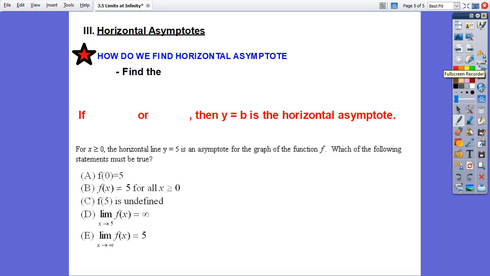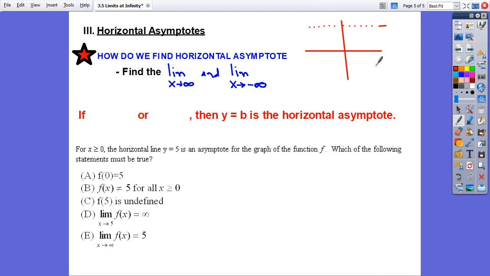Last thing we'll take a look at is horizontal asymptotes. In this case, we're going to find a horizontal asymptote. So how do we find it? We find the limit as x approaches infinity and the limit as x approaches negative infinity. Now, most of the time, probably 90 to 95% of the time, those are going to have the exact same values. However, that's not always the case. So let me give you a real quick picture of when that's not the case.